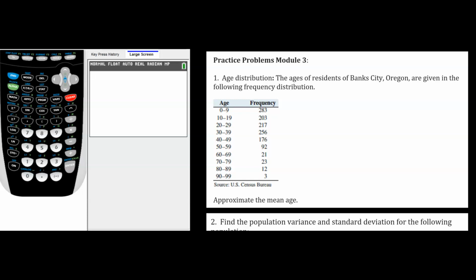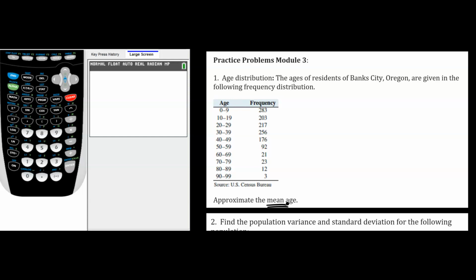Okay, let's put it all together now and look at these practice problems. Number 1, the ages of residents of Bank City, Oregon are given in the following frequency distribution. You can see 283 people are in the age range 0 to 9, 203 people are between 10 and 19, etc. And our goal, based upon this grouped data, is to approximate the mean age.